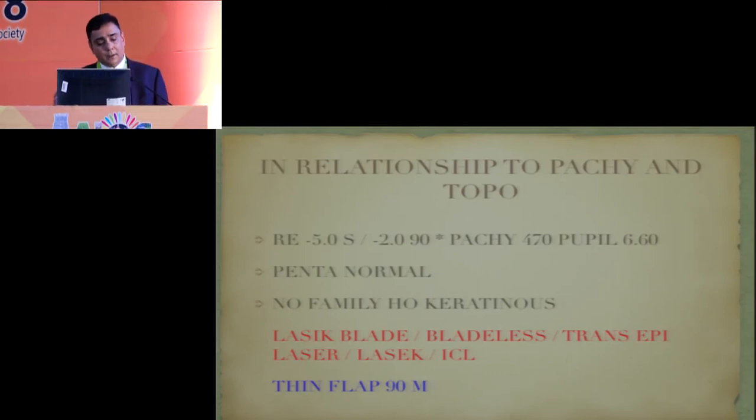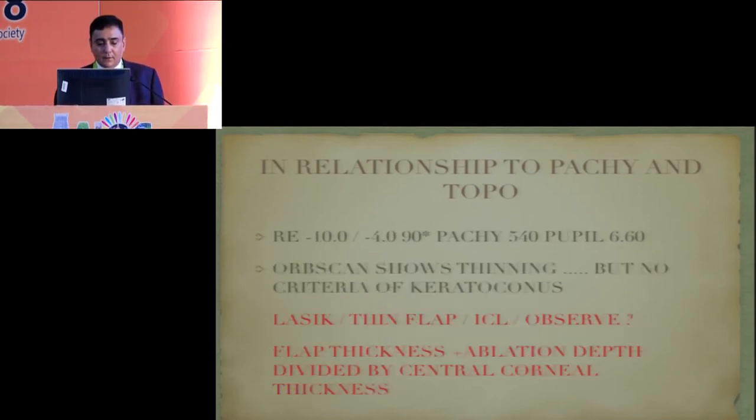Now let's look at the relationship with pachymetry, where a percentile has to be calculated. If the refractive error is -5 with -2 at 90, a pachymetry of 470, a pupil of 660, the Pentacam is normal and there is no family history of keratoconus, then you can think of whatever options are there. The most important is the flap thickness plus ablation depth divided by central corneal thickness. So the percentile calculation is important, but recently a paper was presented where they crossed the percentile, and 20% of the patients were beyond the percentile, and yet nobody developed keratoconus. So this formula that we have been following for so long may be questioned in the near future. But this is what we are following now at this level.